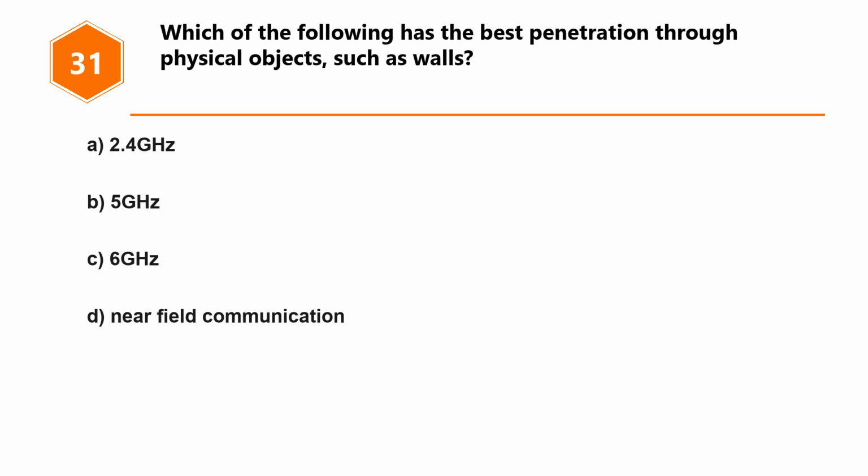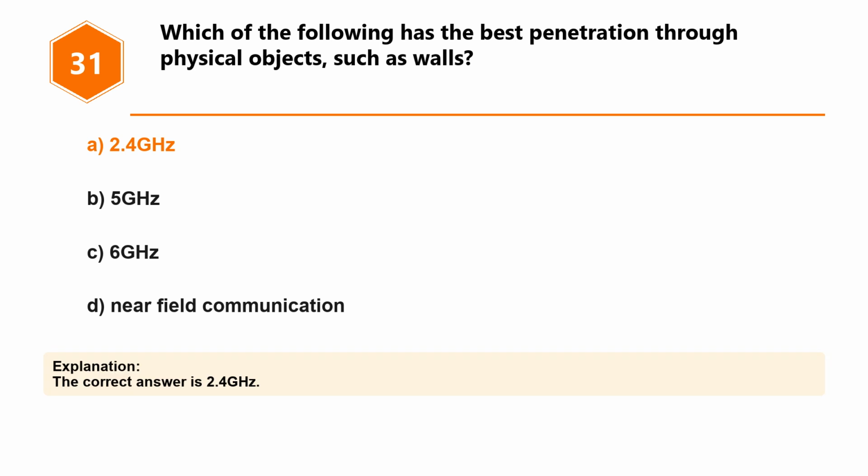Question 31. Which of the following has the best penetration through physical objects, such as walls? Option A, 2.4 GHz. Option B, 5 GHz. Option C, 6 GHz. Option D, near-field communication. The correct answer is option A, 2.4 GHz.